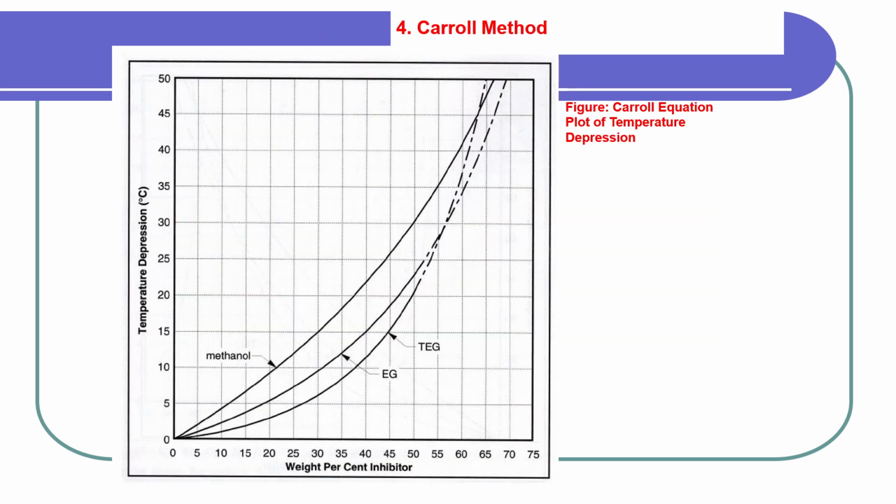This is again the Carroll method, where you can calculate, for example, how much the temperature depression, or the decrease in the hydrate formation temperature, is based on the weight percentage of certain chemicals. Let's say that this curve, the middle one, represents EG, the side one represents TEG, and this one represents, for example, methanol. Let's say that you have 35% methanol. Okay, let me draw, let's say that you have a weight percent of 35%.